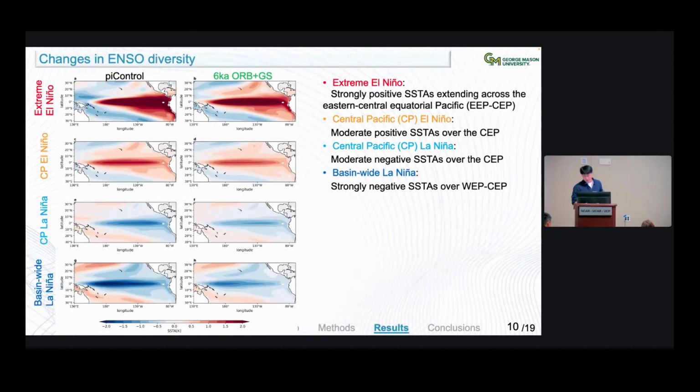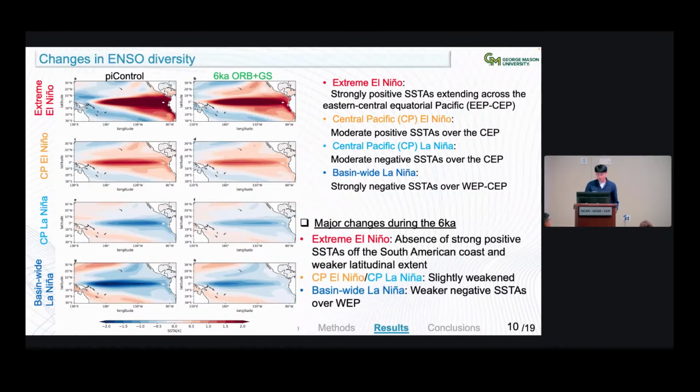All right, so based on Gaussian mixture model clustering, we are able to capture 4 different ENSO types. The first type shows strongly positive SST anomalies over the eastern to central equatorial Pacific. Therefore, we named this extreme El Nino. We have moderate positive SST anomalies over the central Pacific in the second pattern. Therefore, we named this CP El Nino. We also have CP La Nina, which shows moderate negative SST anomalies over the central equatorial Pacific. The last pattern is basin La Nina, which shows strongly negative SST anomalies across the basin, especially over the western to central Pacific. Then how did it look in the mid-Holocene? We can just compare the first column and the second column.